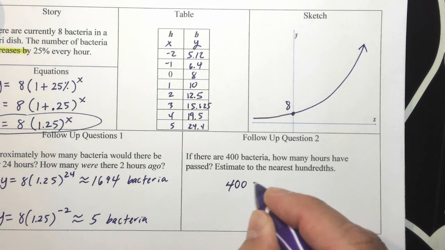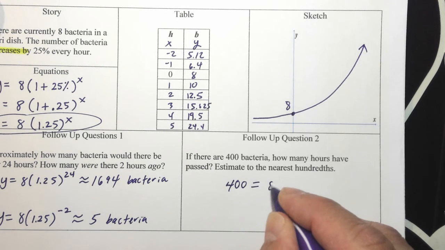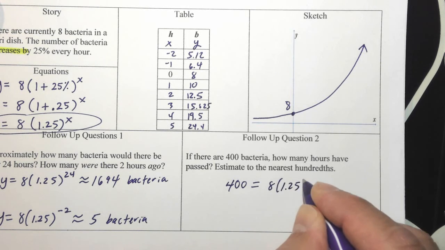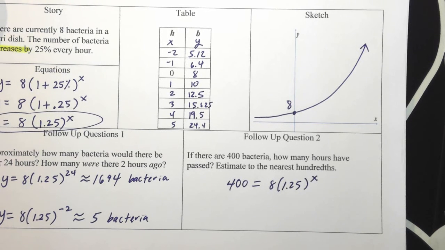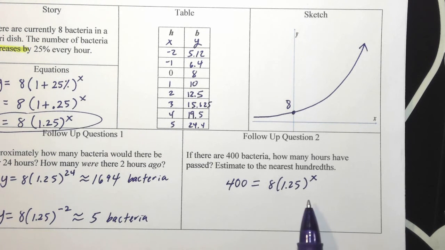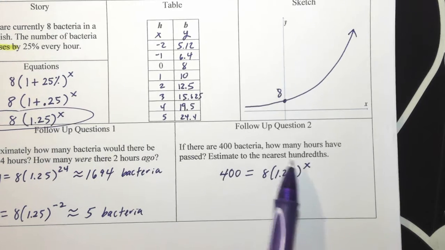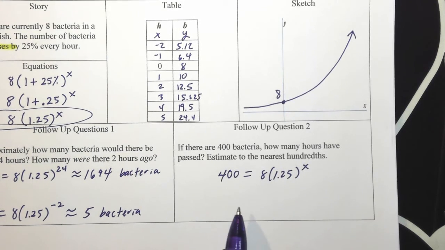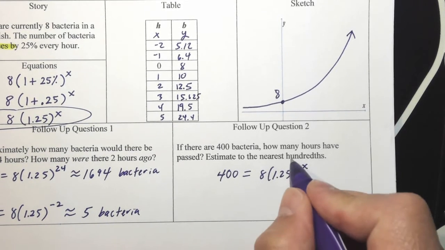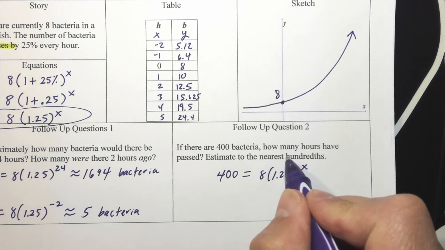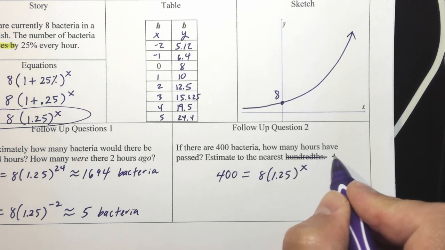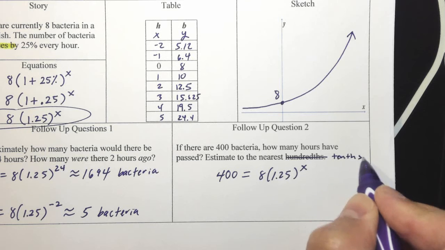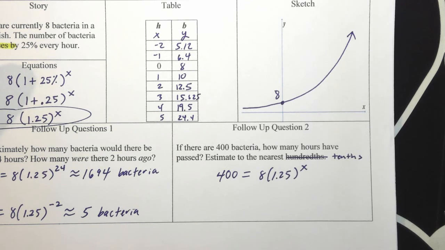So 400 equals 8 times 1.25 to the power of X. We don't know the X. So I'm just going to start guessing. And it says to the nearest hundredths place. I'm going to change that. And I want you to change it on all the problems to tenths. You can do hundredths if you want to, but tenths is going to be good enough, okay?